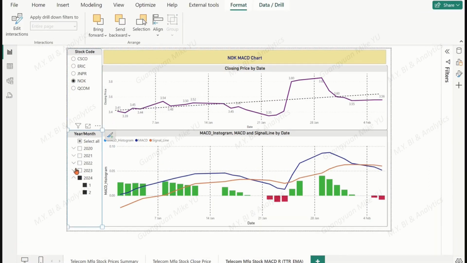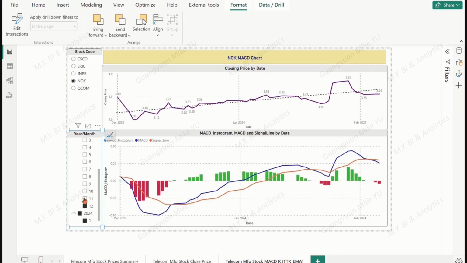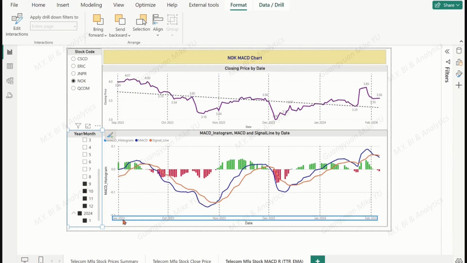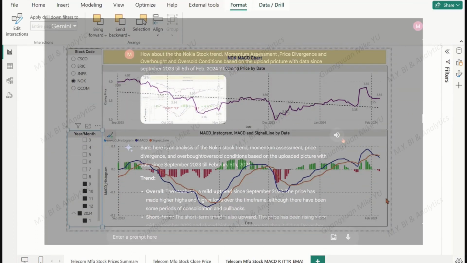As the previously selected period is too short, let's select the 5 months price for the example, back from September 2023 to the 6th of February 2024. See what we will get from Gemini. Sure. Here is an analysis of the Nokia stock trend, momentum assessment, price divergence, and overbought, oversold conditions based on the uploaded picture with data since September 2023 till February 6, 2024.